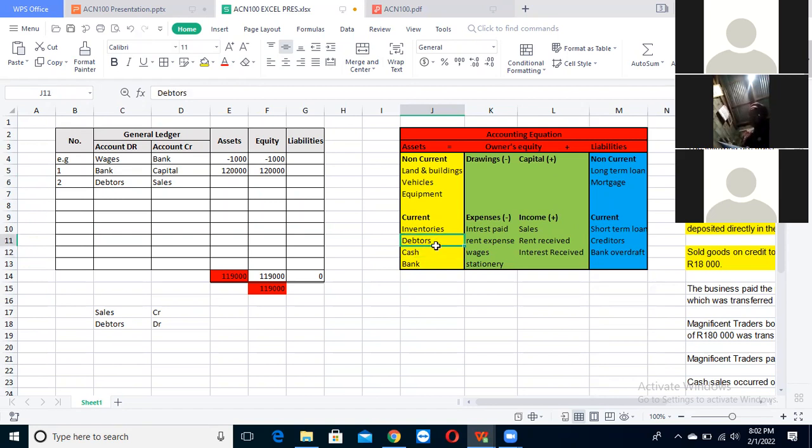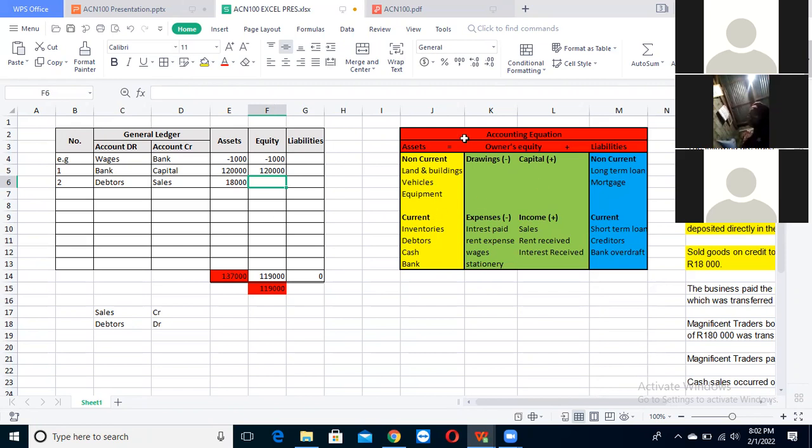This is our cash, and where we find cash is where we find debtors. So how much? 18,000 rand. So we are increasing the debtors by 18,000 rand. They are assets, so we go under the assets column and we put the amount of 18,000 rand. And then we move on to the sales account. What is happening with the sales account?